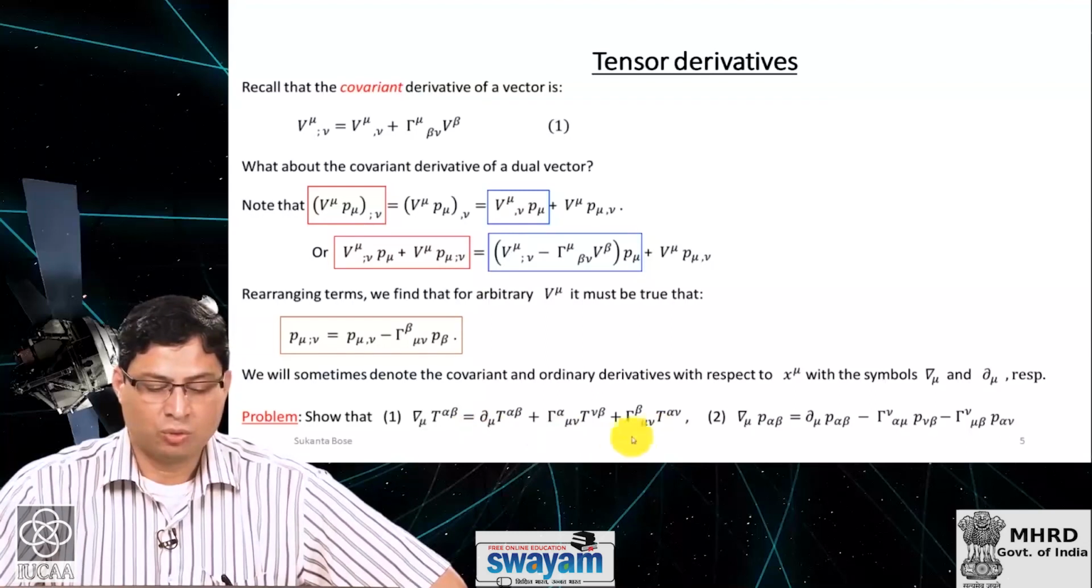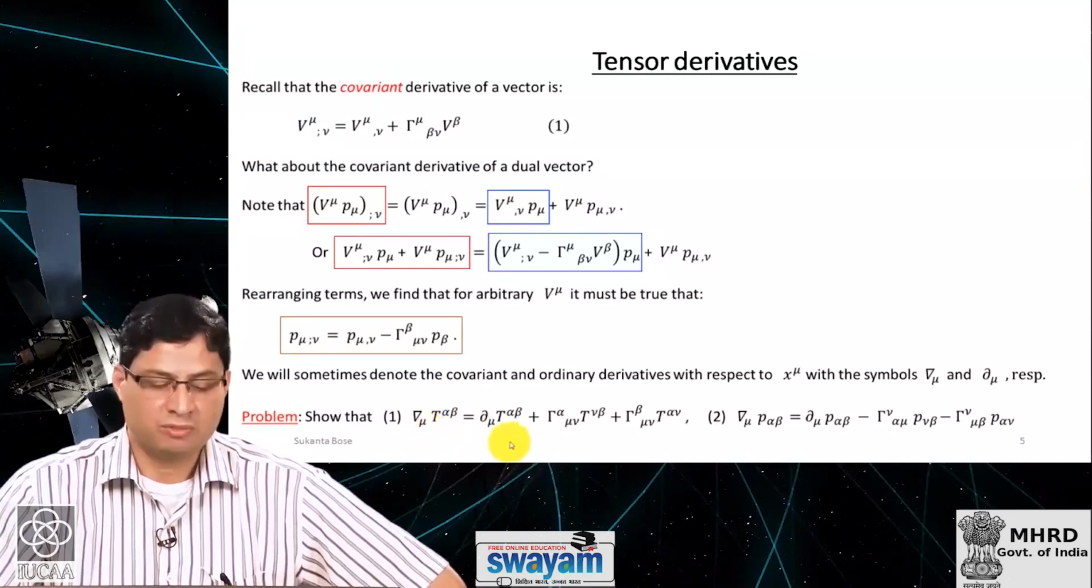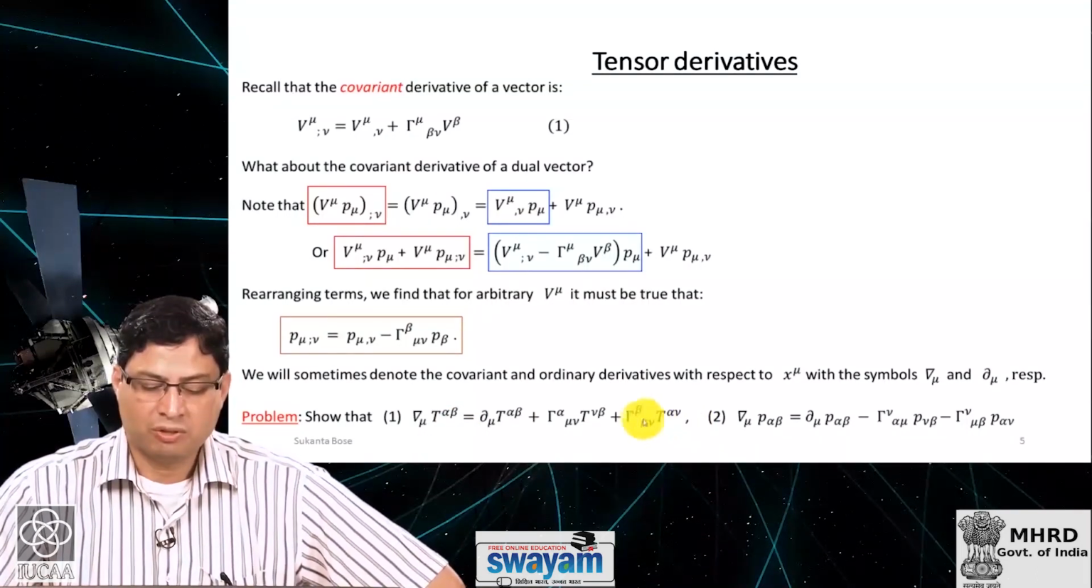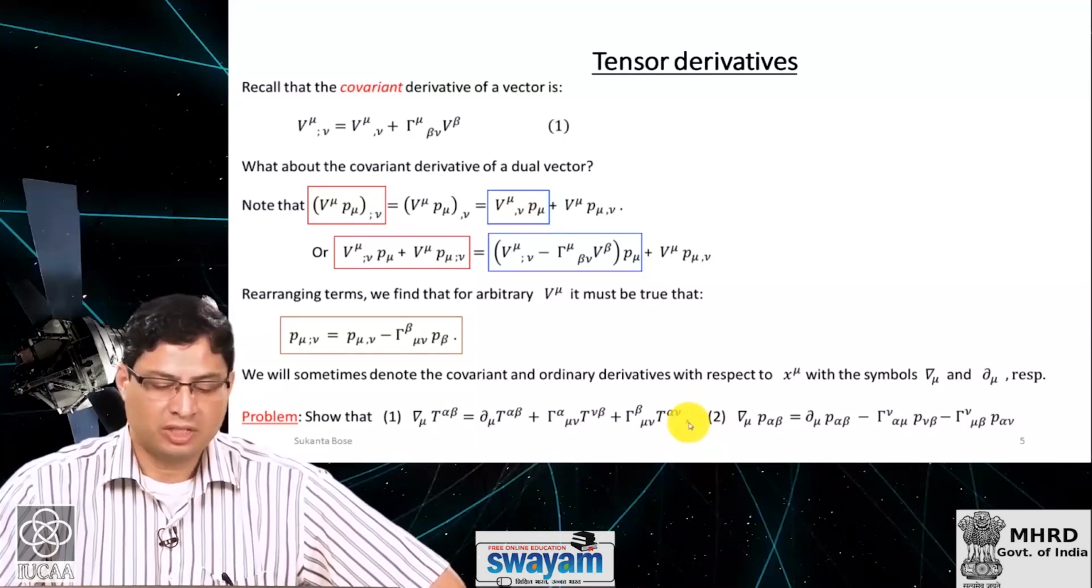So, this is the rule for expanding the covariant derivative of a 2-0 tensor in terms of ordinary derivatives and Christoffel symbols. If you add three indices, you will have a third term here, once again with Christoffel symbols, but one of its lower indices will be contracted with that third index on that 3-0 tensor component.